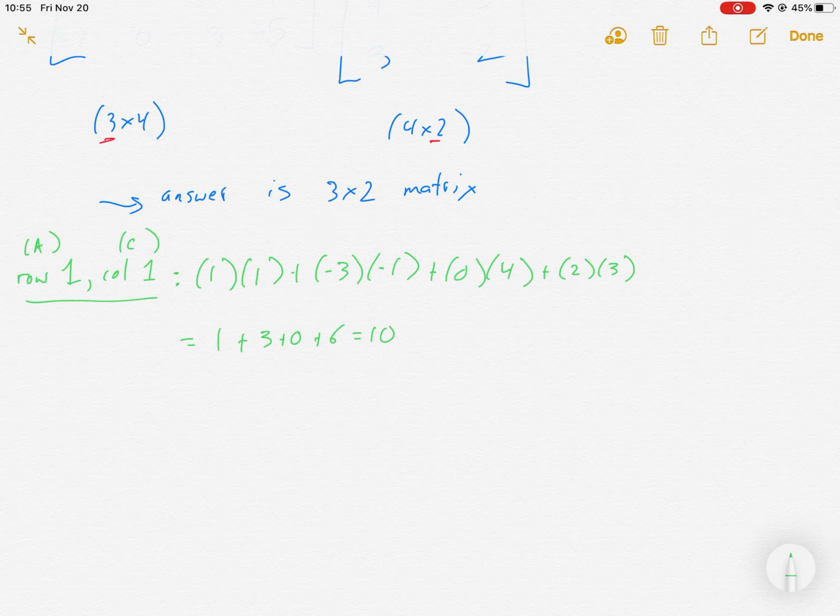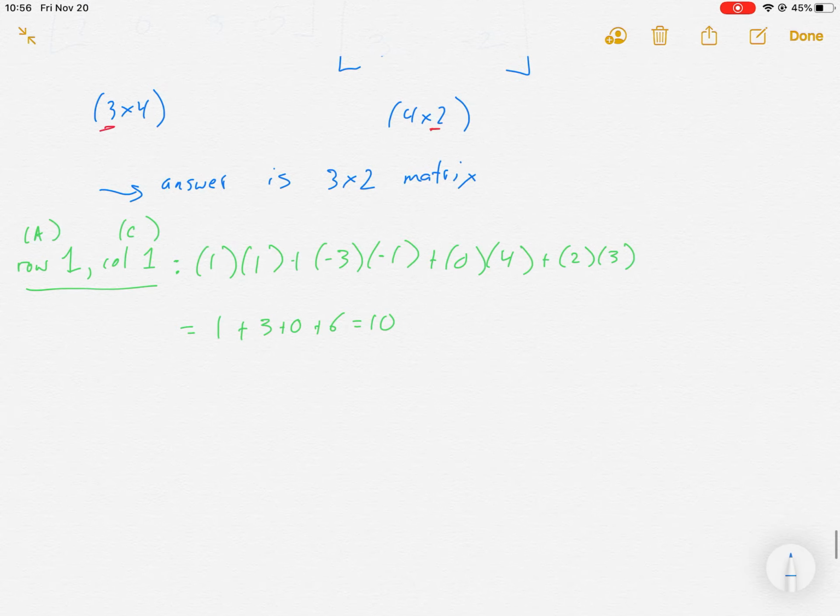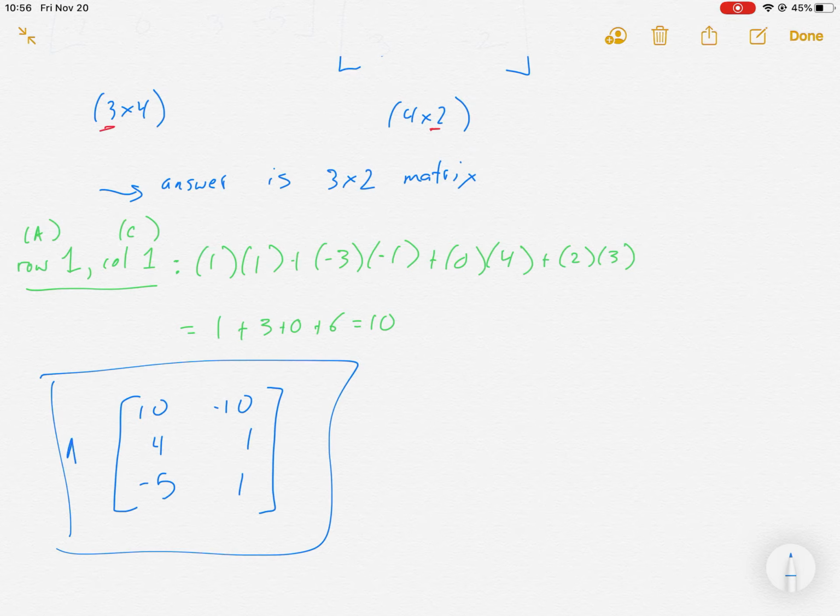And you can do all the rest of them. I did this beforehand, so I'm going to pull up my answer real quick for that. So I end up with the answer. The first spot was that 10 we just found, then we get negative 10, 4, 1, negative 5, 1. So this is the final answer, A times C. Maybe I'll just do one more.